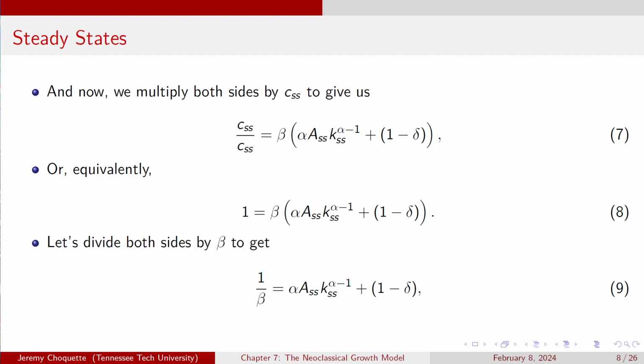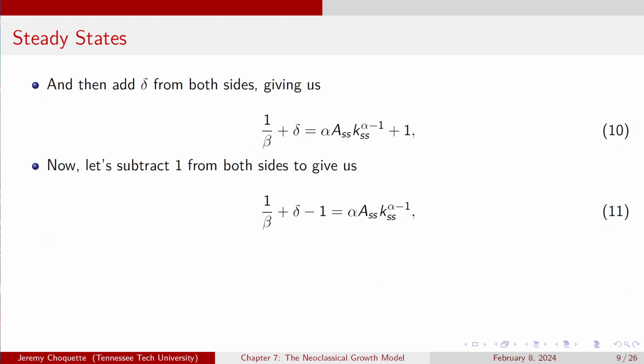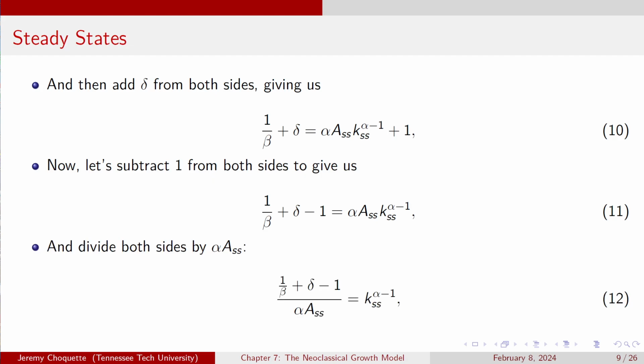What would be the next thing we want to do? Do we want to divide by something, or do we want to subtract something? Personally, I think I would want to subtract something. I'd want to subtract that 1 minus delta. So it gives me 1 over beta plus delta minus 1, and that's equal to alpha times A times K to the alpha minus 1. Divide both sides by alpha times A, and that gives me (1 over beta plus delta minus 1) over (alpha times A), and that's equal to K_SS to the alpha minus 1.